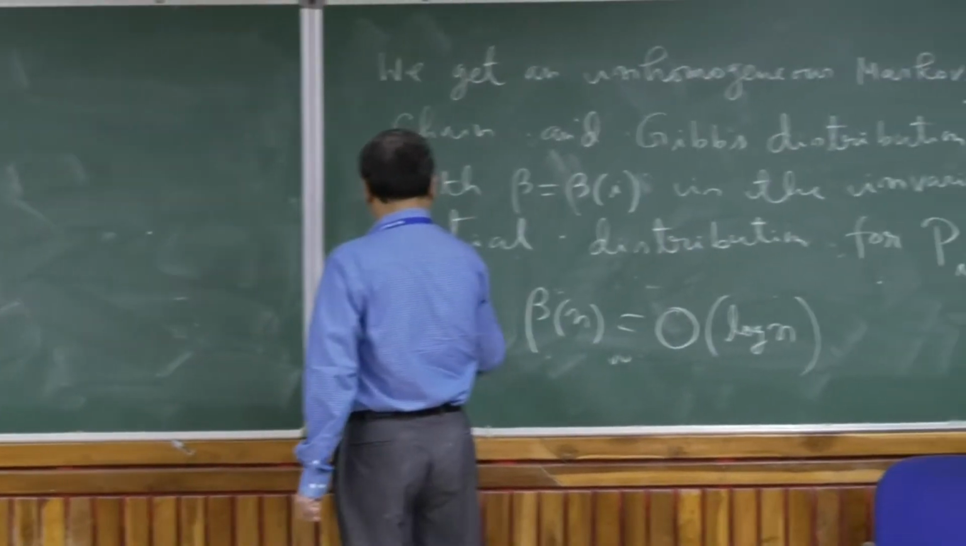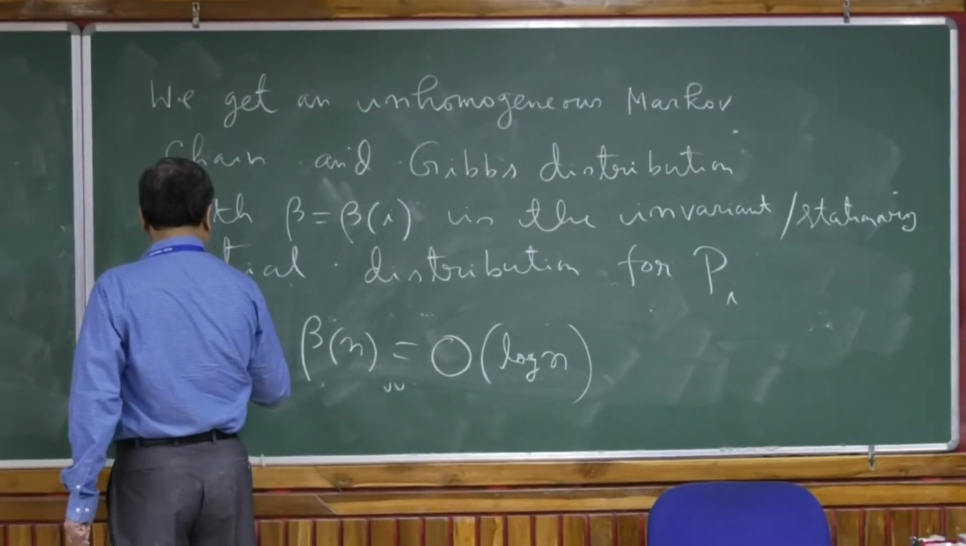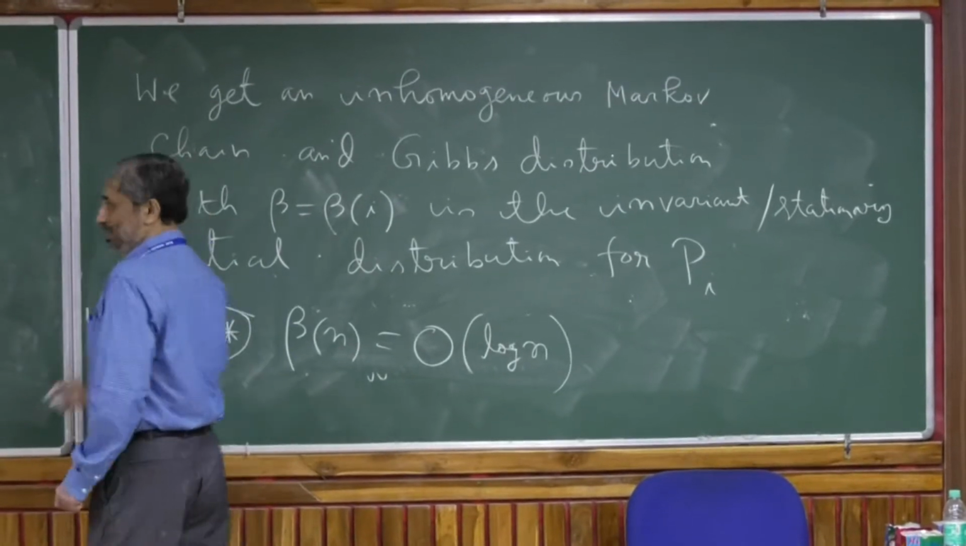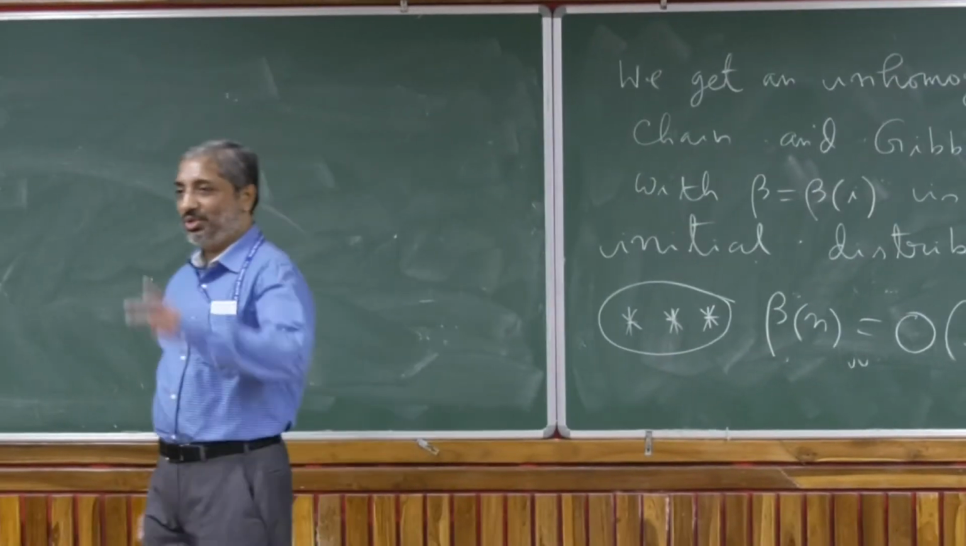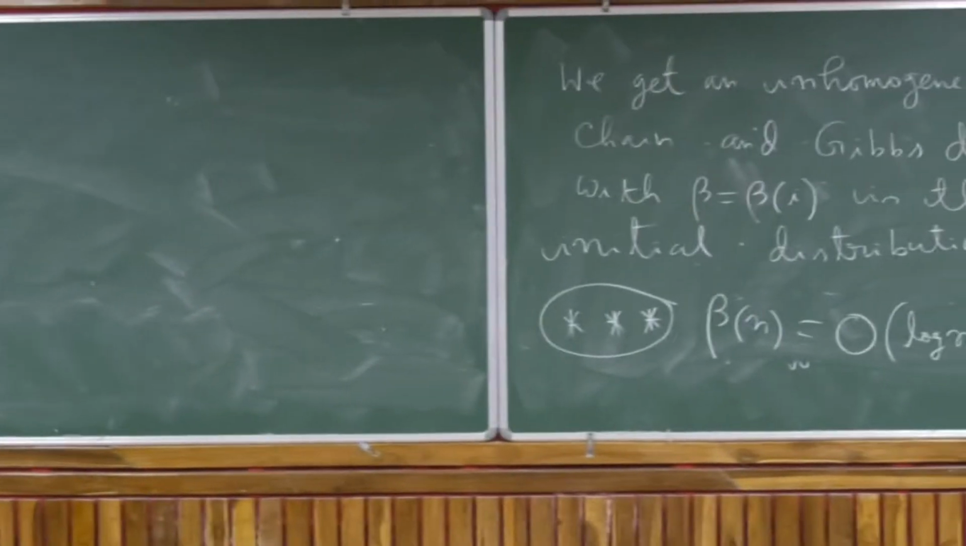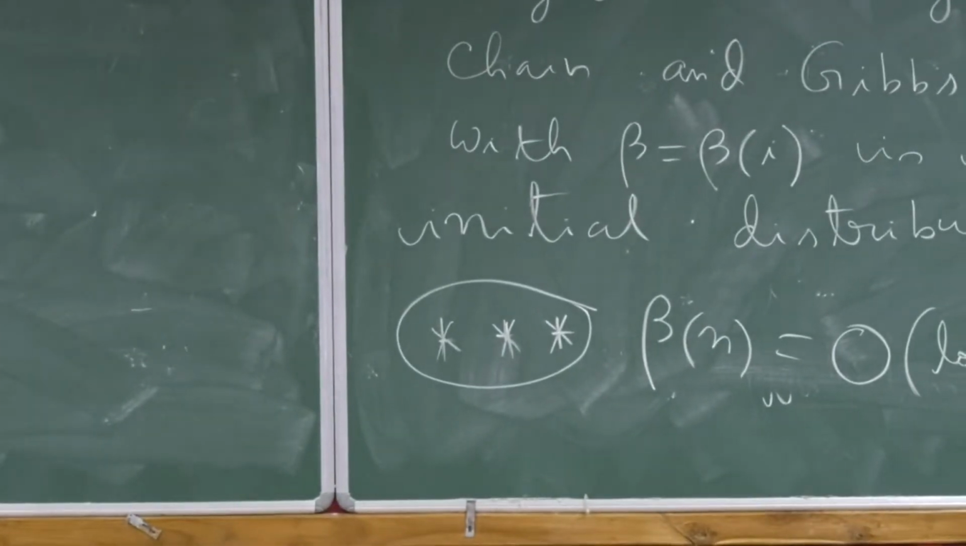Say I had 2 stars. So let's triple star. What were the 2 stars? The 2 stars are 2 conditions that were ensuring the convergence of the inhomogeneous Markov chain.